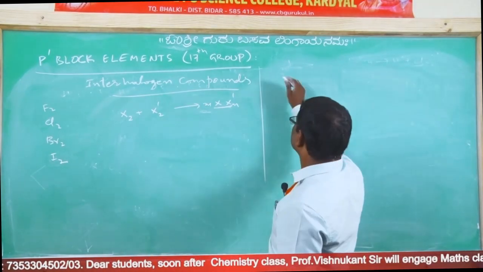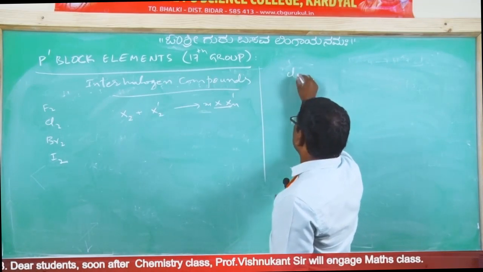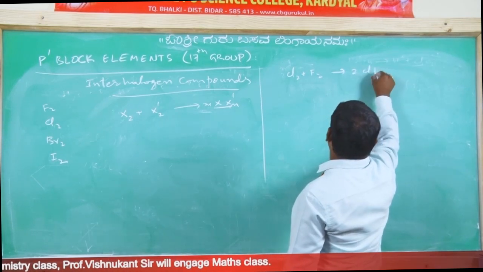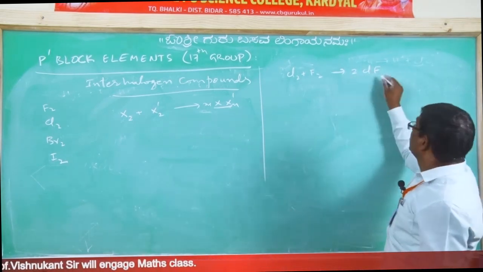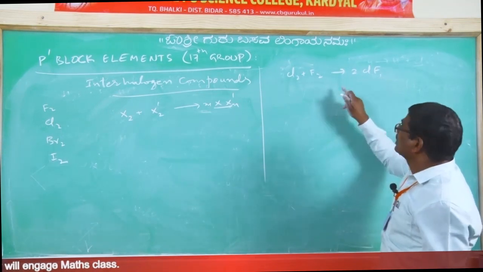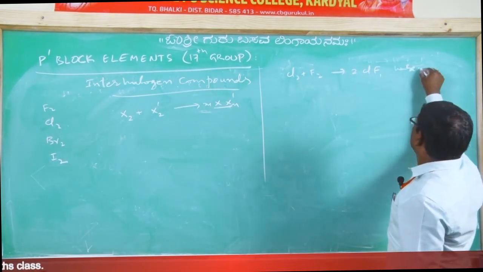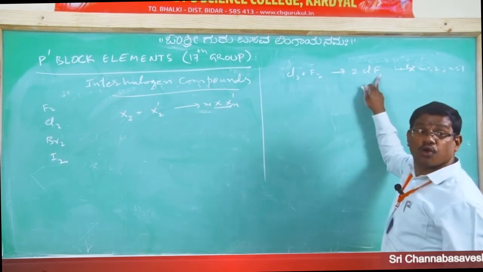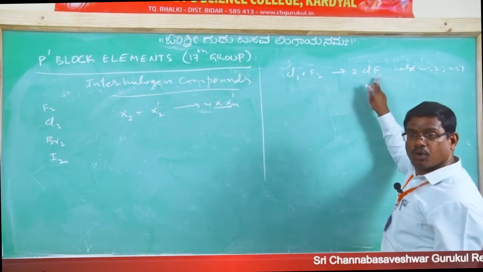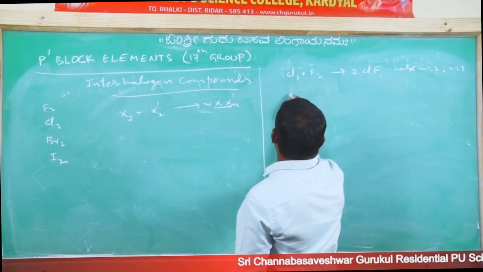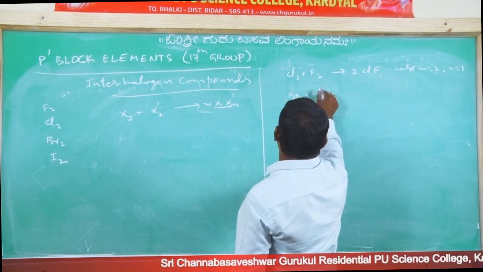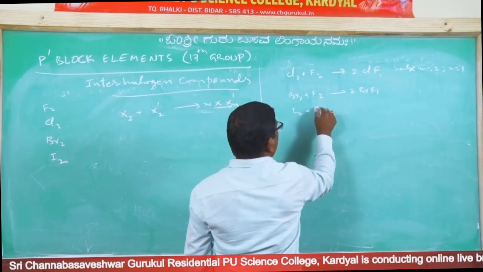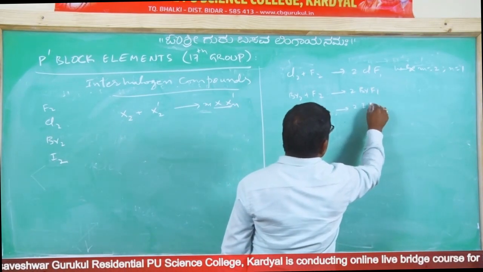Suppose interhalides, as chlorine when it reacts with fluorine, we may get ClF, that is XX'. Here m equals 1 and n equals 1. Chlorine monofluoride. Now bromine when it reacts with fluorine may give BrF, and iodine reacts with fluorine to give IF.